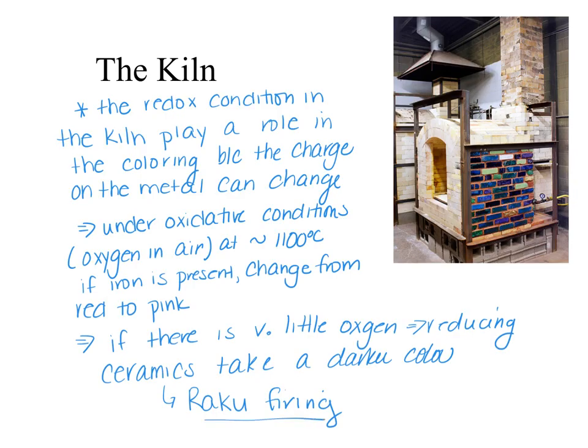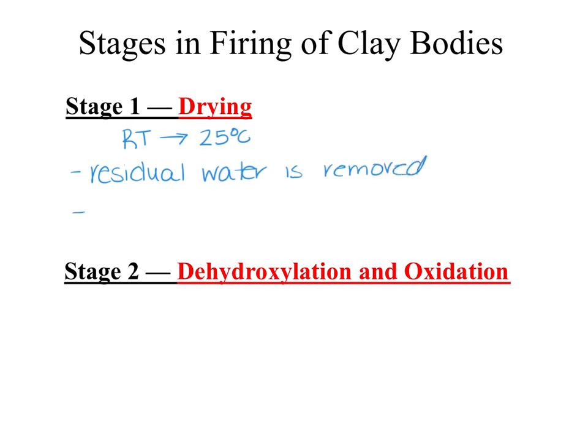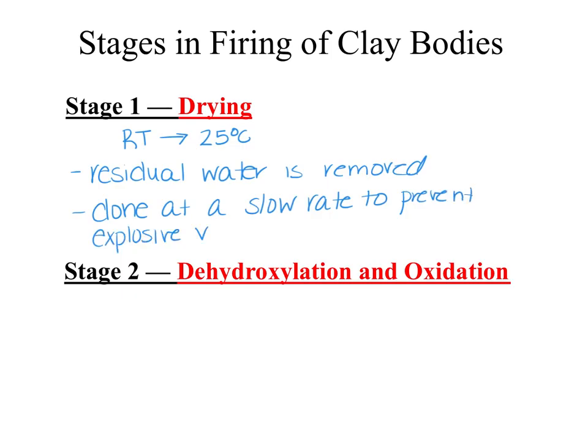So let's look at the different stages the pottery goes through, or the clay bodies go through as they're fired. So the first stage is drying, and this is as it heats up from room temperature to about 25 degrees Celsius. And what's going on in this drying stage is the residual water is removed. Right? And this is done at a slow rate to prevent explosive vaporization. So nobody wants your pottery to explode.